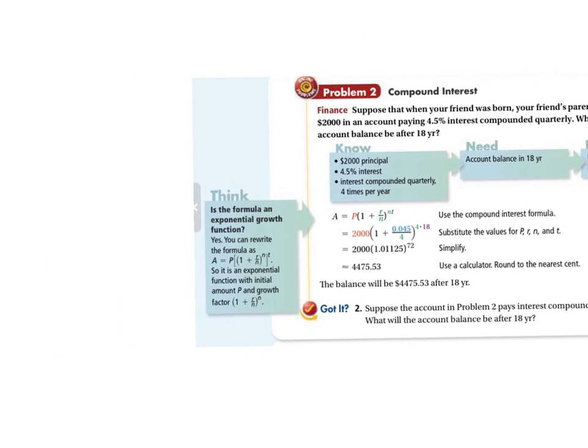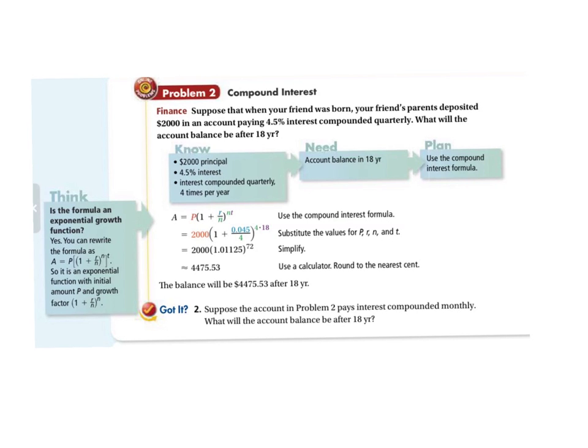Okay, so problem number 2, or example number 2, I should say. That's not what I wanted. There we go. Suppose that when a friend was born, we've seen this problem, right? Your friend's parents deposited $2,000 in an account paying 4.5% interest compounded quarterly. What will the account balance be after 18 years? So we know, according to our formula, that, right here, principal 2,000, 4.5% interest, compounded quarterly, that's 4 times a year.